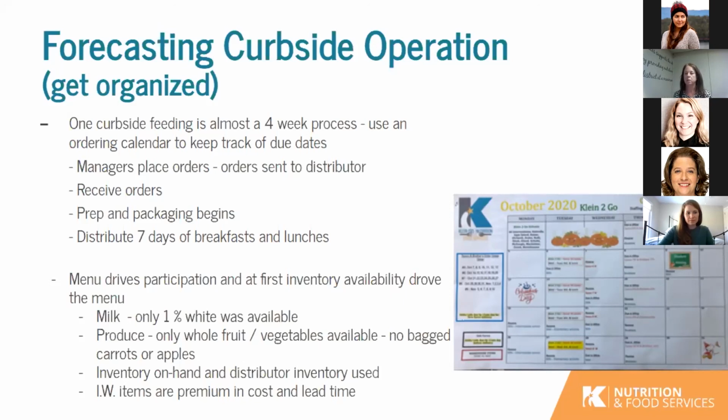Someone wanted to tell us a 6-week lead time. And it's like, we don't have 6 weeks. We need to feed our kids now. So we did end up packaging and prepping most of our items. Then we're distributing 7 days, as you've heard, of breakfast and lunch. So that's another whole week out. So basically that's almost a 4-week process just to run one curbside week.